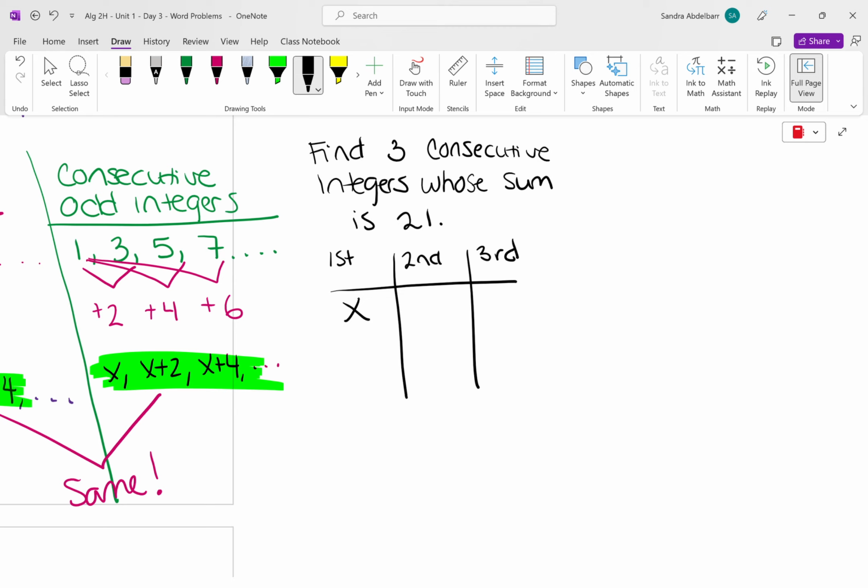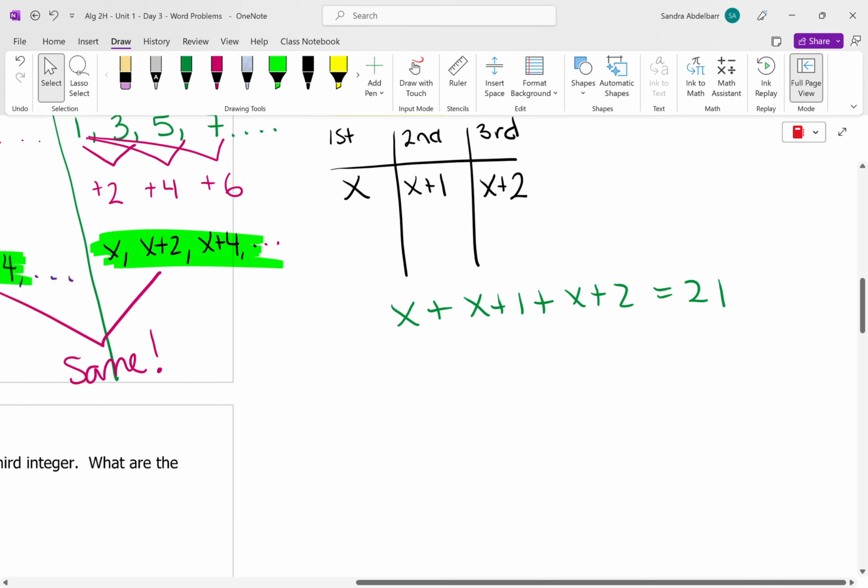So my first is x. What's my second if it's just normal consecutive numbers? Tejas. X plus 1, and my third will be x plus 2. Now, what are they saying? They're saying the sum of these 3 numbers is 21. So what do I have to do with x, x plus 1, x plus 2? Add them, exactly. x plus x plus 1 plus x plus 2 equals 21.